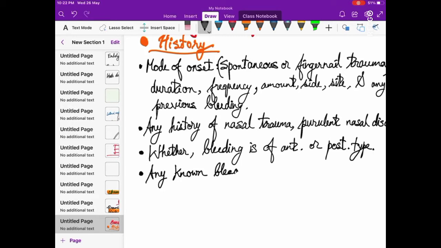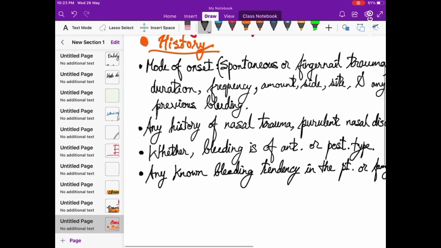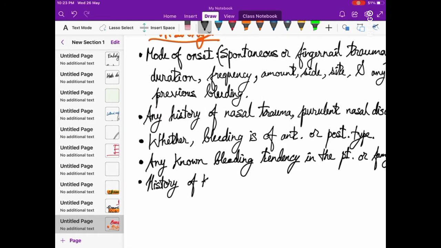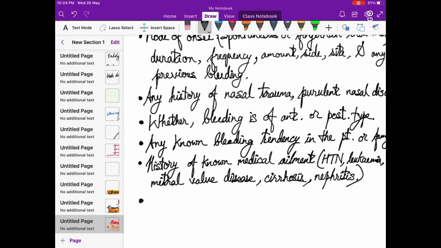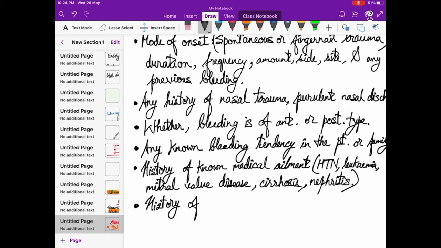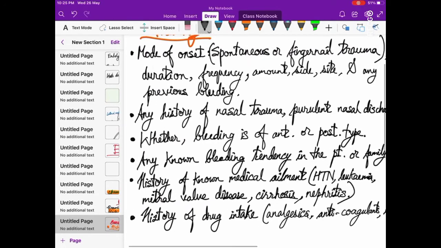any known bleeding tendency in the patient or family, like family history we will take for bleeding, history of known medical ailment like hypertension, leukemia, mitral valve disease, cirrhosis, nephritis, history of drug intake and analgesics, anticoagulants, etc.